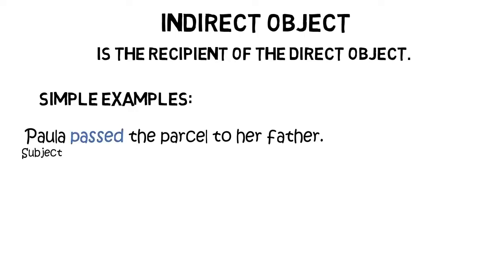Paula passed the parcel to her father. So you find the direct object by finding the verb and asking what. That gives you the parcel. And then you ask, who was it for? To whom or for whom? So we've got Paula passed the direct object to her father, the indirect object.